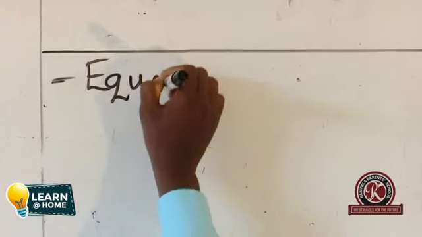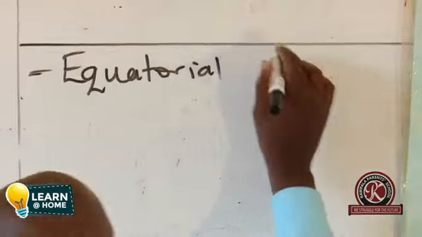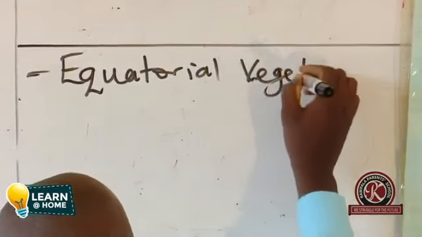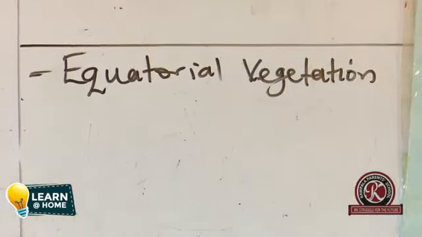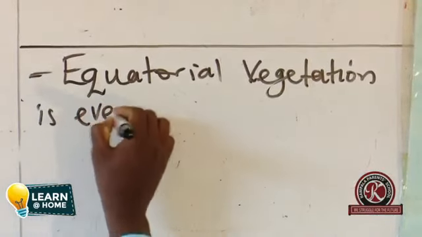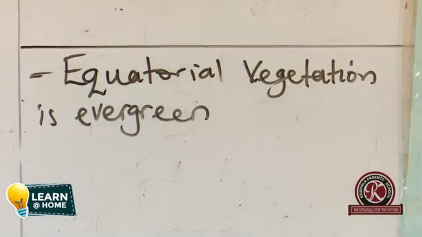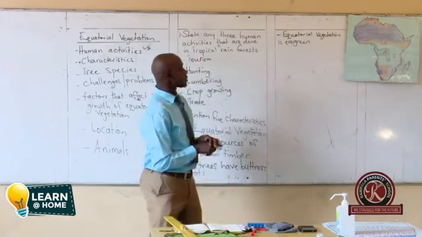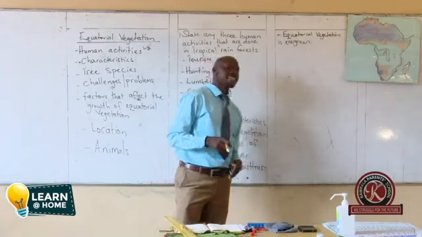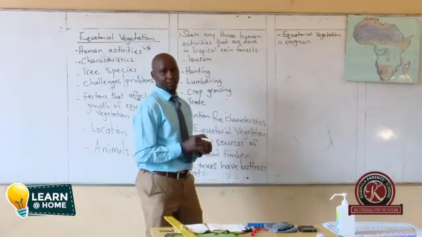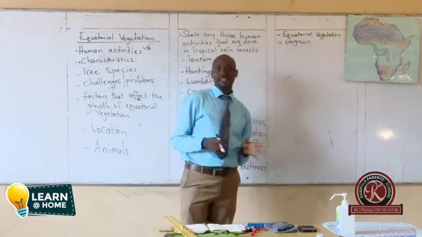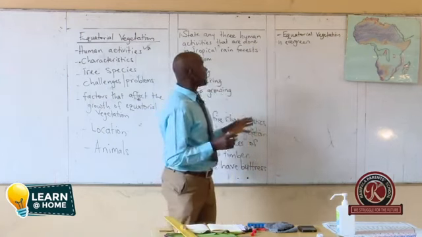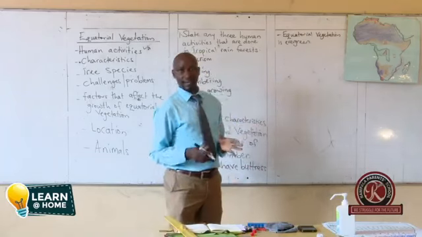Equatorial vegetation is evergreen. Evergreen is one word. And the idea is complete. Equatorial vegetation is evergreen. Why is it evergreen? It receives a lot of rainfall throughout the year. And also, it does not shed leaves at the same time. So that's the reason we can give for being evergreen. It does not shed leaves at the same time, and it receives a lot of rainfall throughout the year.